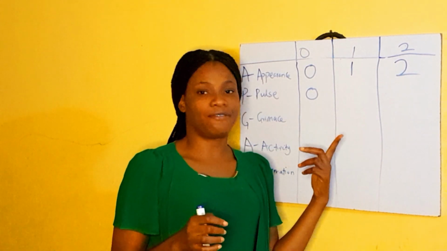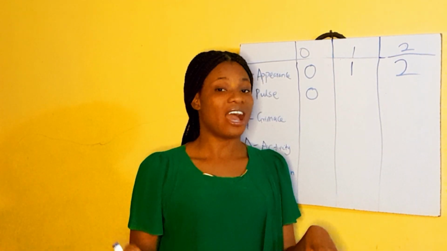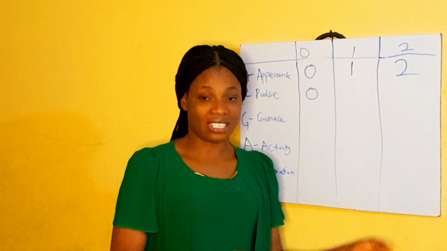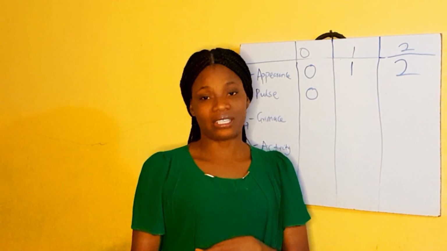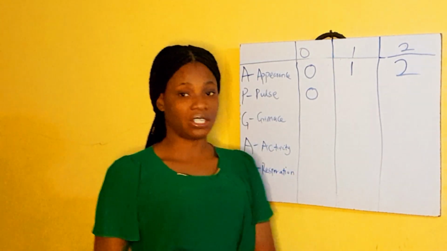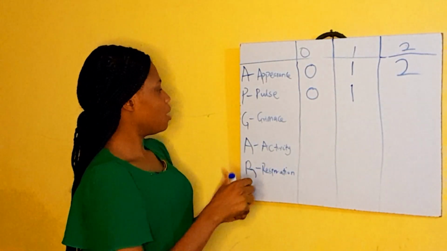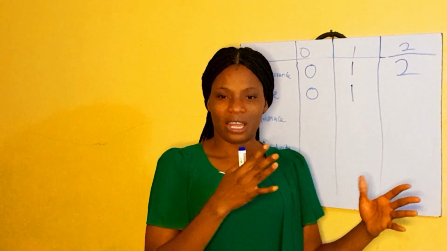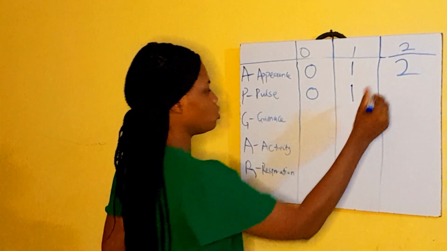If you listen for the pulsation to count the heart rate, and maybe the heart rate is present but it is less than 100 beats in 1 minute, you score the child 1. If the heart rate is above 100 beats in 1 minute, you score the child 2.